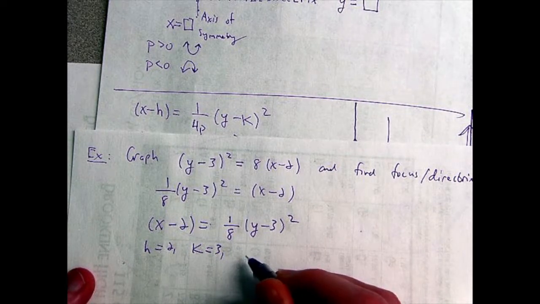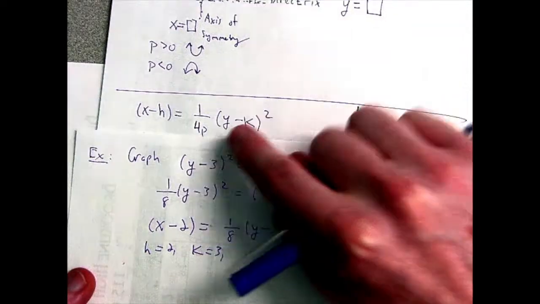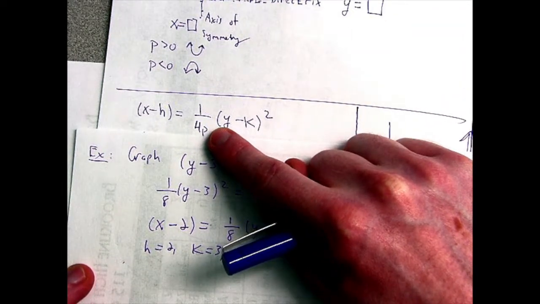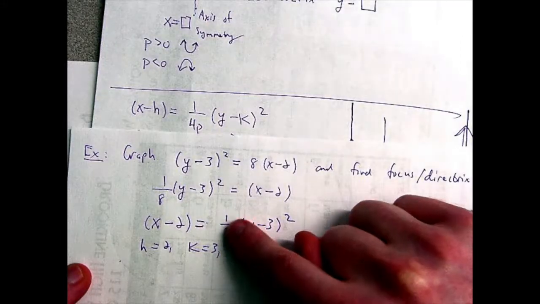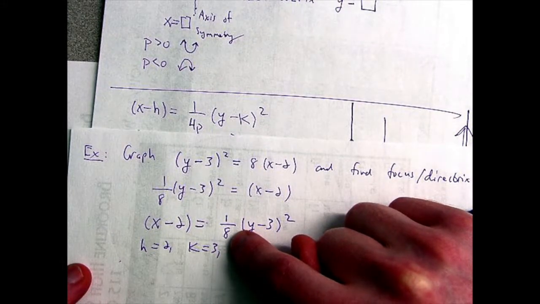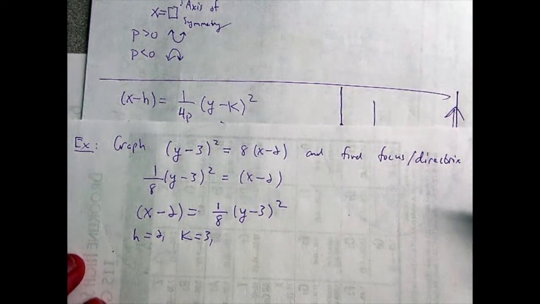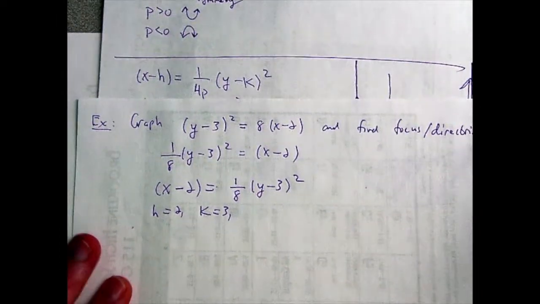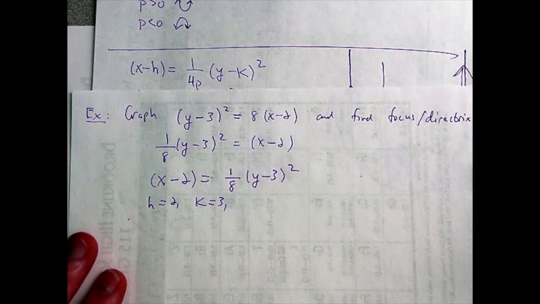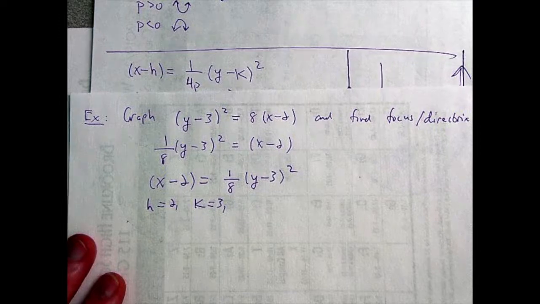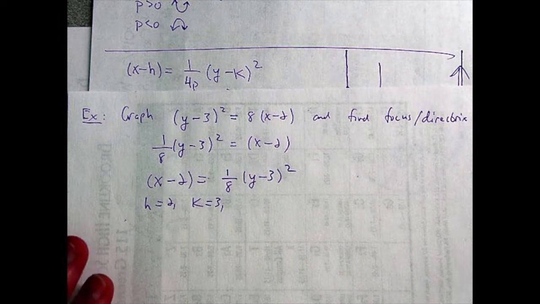And what about p? Well, if you notice, the coefficient in front of the squared term is 1 over 4p. If 1 over 4p is equal to 1 over 8, well, then that means that p is equal to 2. You can probably just see that by eyeballing it, that p should be equal to 2. But sometimes you can't tell what p should be just by looking at it. So I'm going to show you a more rigorous way of finding p.